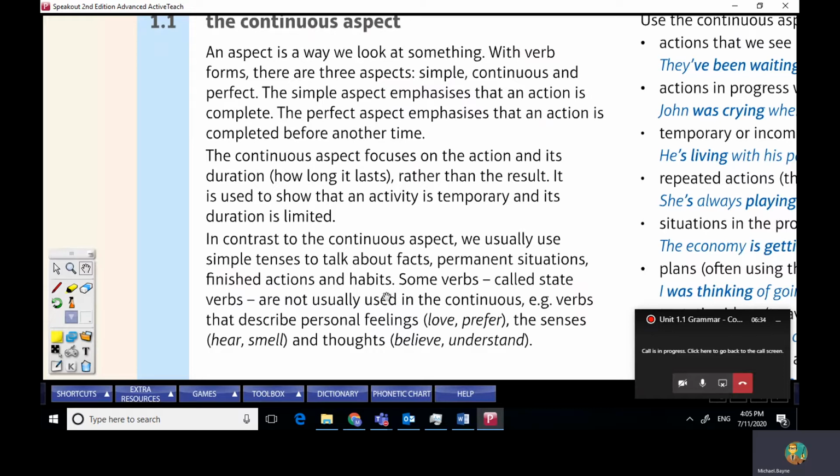Some verbs, called state verbs, follow a special rule, and these verbs really are not used in the continuous aspect. So when we have state verbs, verbs like love and prefer and hear and smell and believe and understand, usually we avoid using them in the continuous aspect. And I'll provide a list of these state verbs for you that you can study on your own to make sure you know which ones you should not use in the continuous aspect.